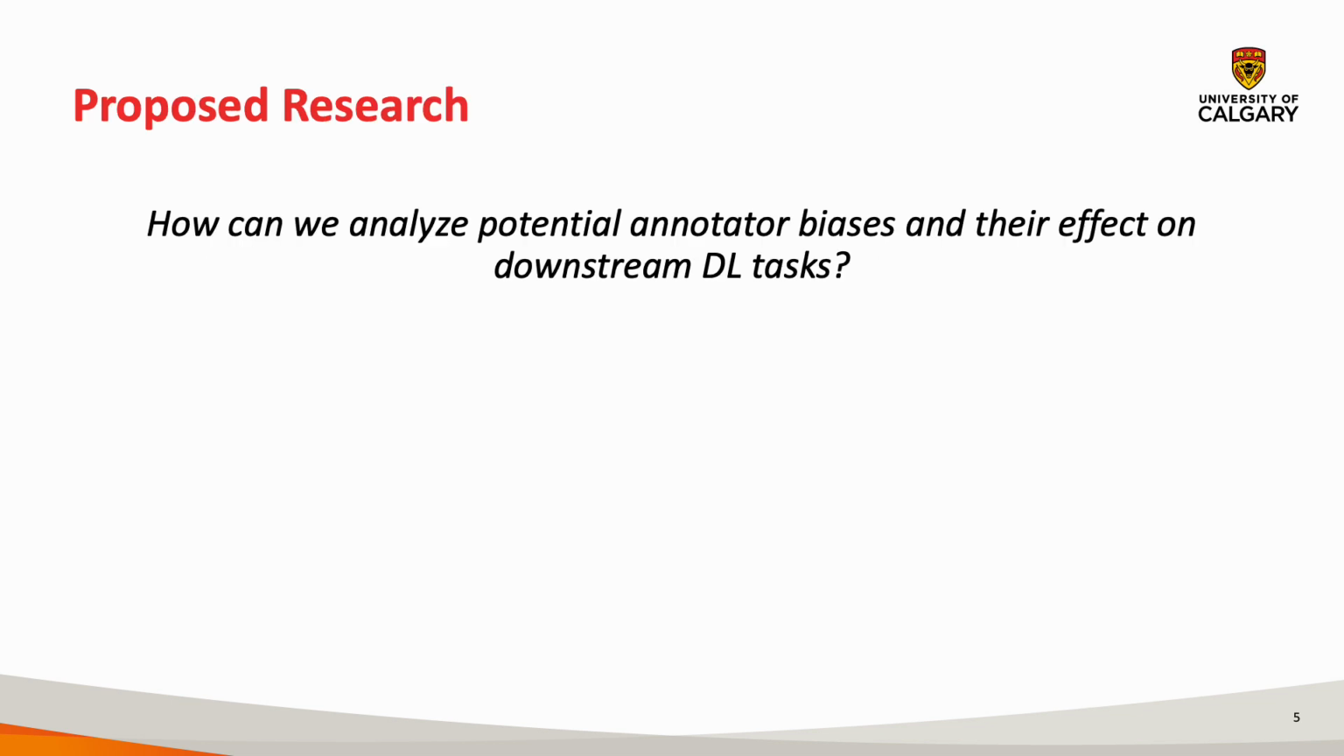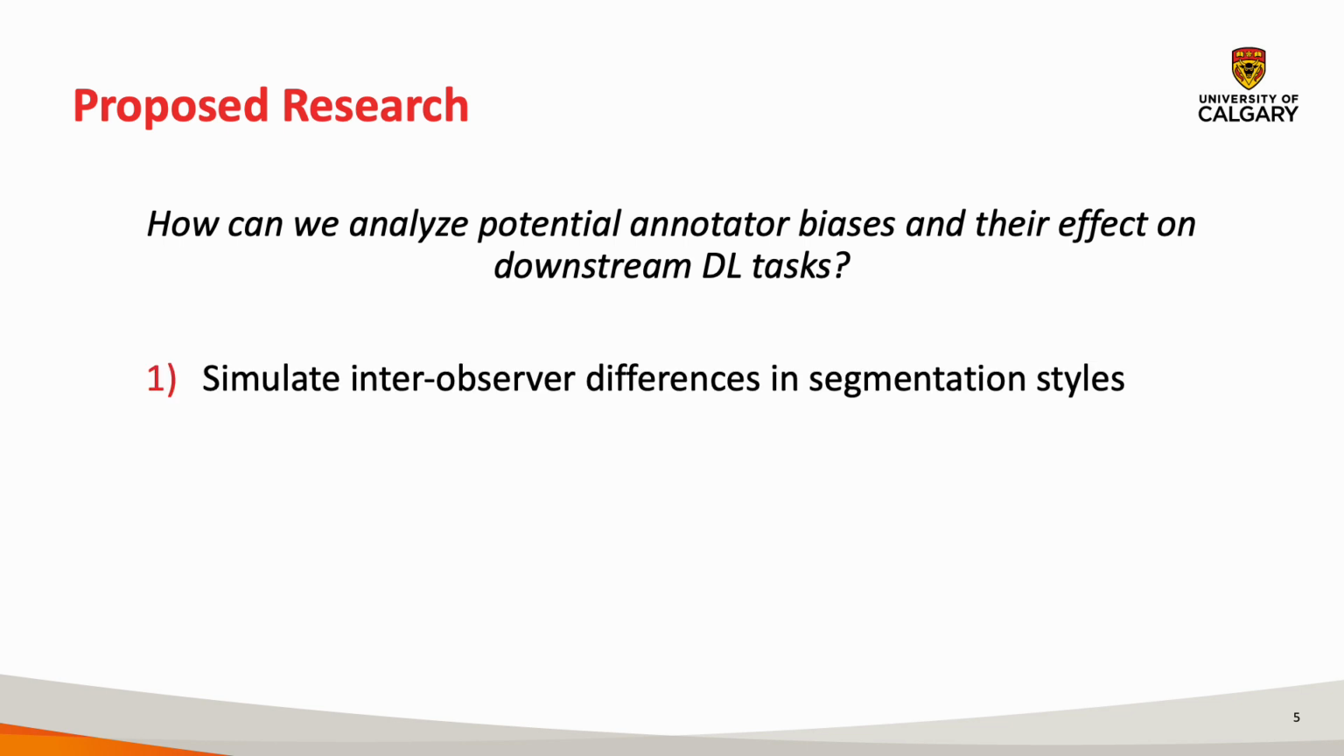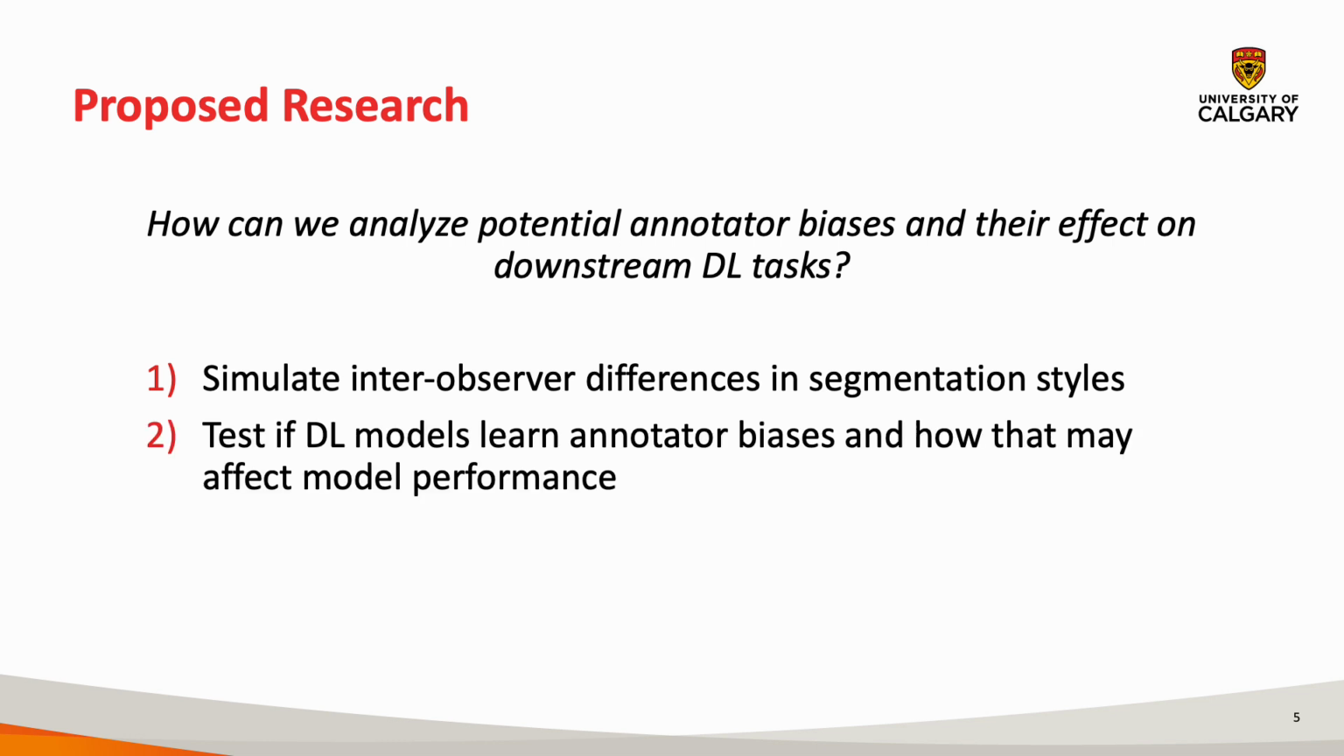So our research aims to address this by investigating a method in which we can analyze these biases without having to access these multiple segmentations. So for this, we developed two specific aims. Our first is to simulate those inter-observer differences from a single ground truth, and then our second was to use these simulated differences in a case study in order to assess if this is being learned by deep learning models, as well as if that's affecting model performance.